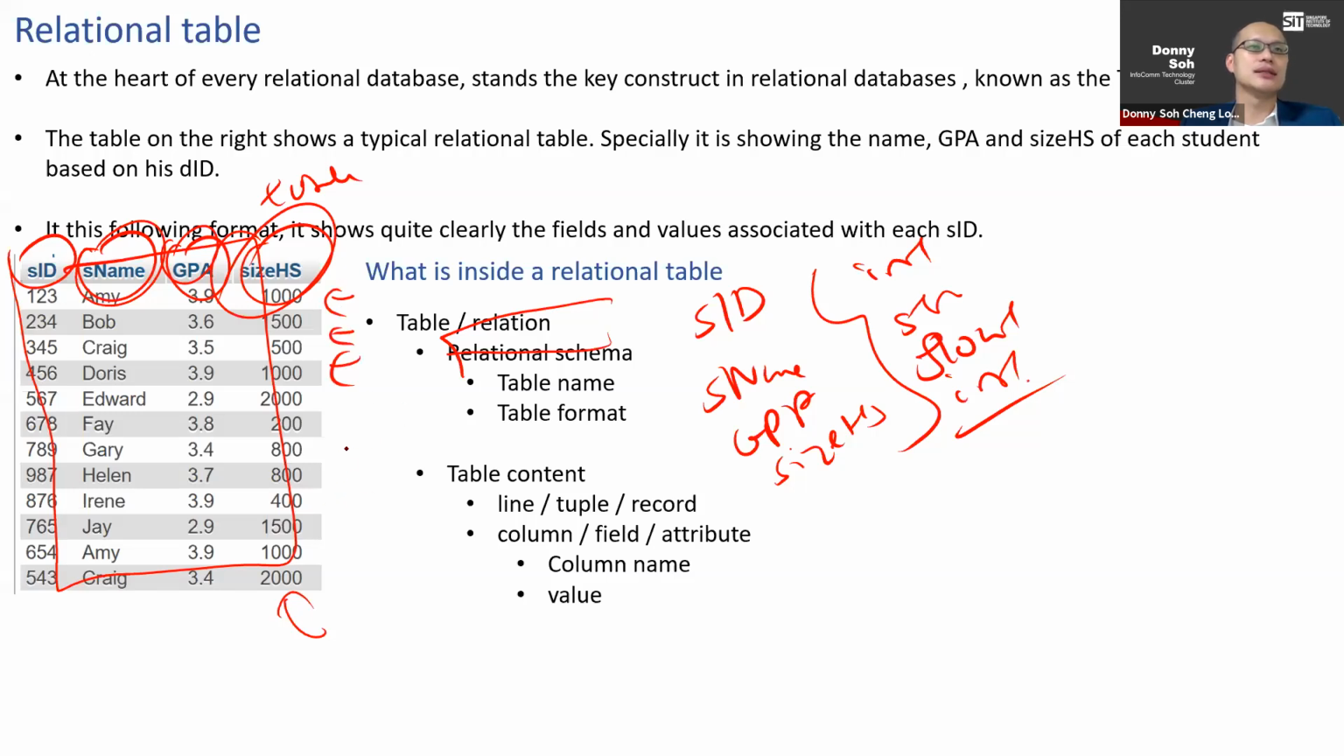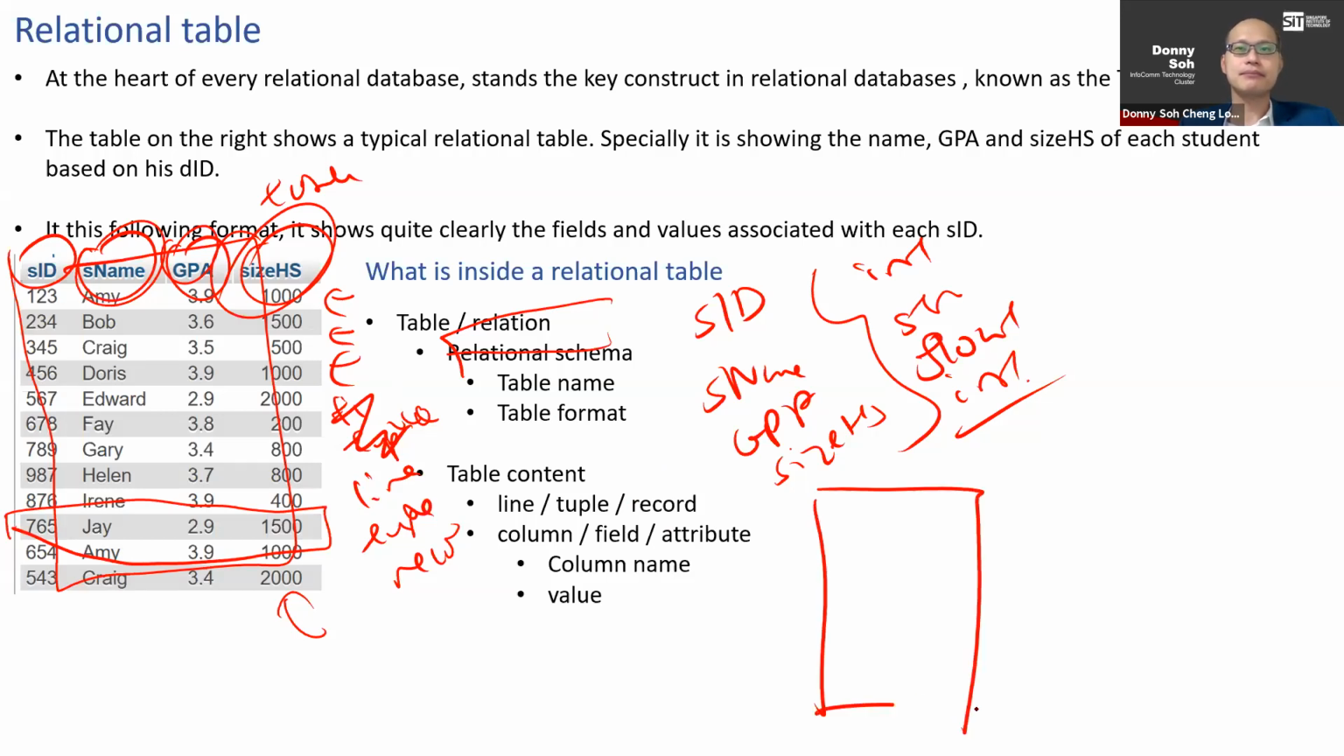And there will be certain lines that are there. Each line can be called a line, a tuple, or a record. So that will count for each individual line. Each column, so this SName is a column. They call this the column name, and then there'll be certain values in the column. So this is the entire breakdown of what a relational table looks like. At the heart, this is the base construct of what a relational table is.